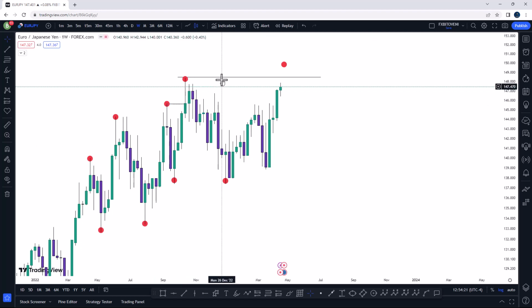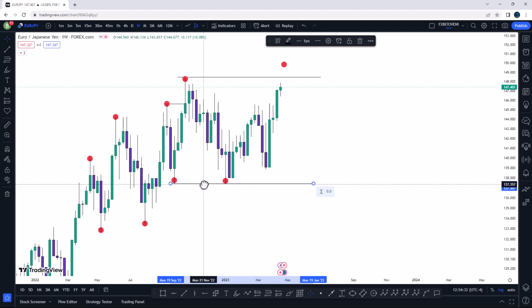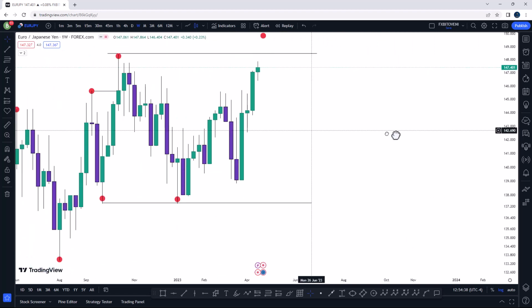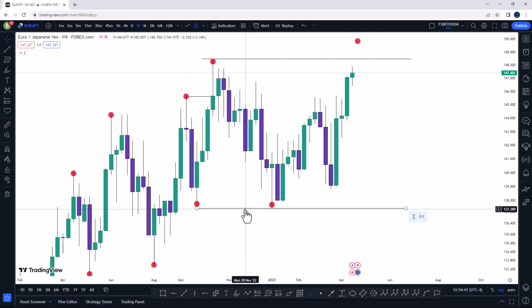Where is your range? So your range starts from this low all the way to the high. This is our trading range. As you can see, this is our trading range. A pullback is over. The pullback was over.